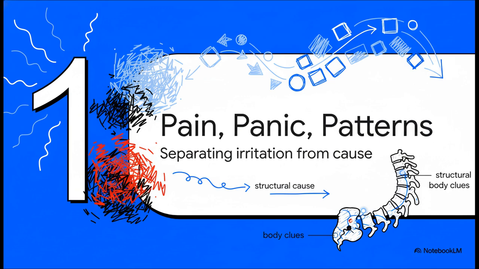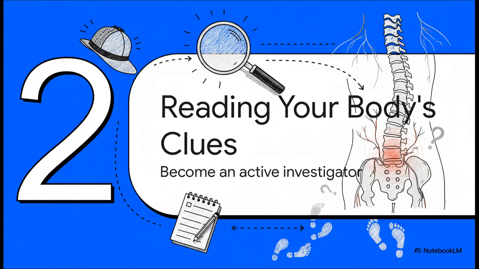So that's our mission today. We're going to separate that nerve irritation, the static, from its potential structural cause. The idea is to replace that feeling of panic with pattern recognition, because recognizing the patterns is what really tells you what to do next, not just how scary the pain feels in the moment. All right, so let's put on our detective hats and start the investigation. We're going to walk through the exact clues you can start looking for today and turn you from someone who's passively worrying into an active investigator of your own symptoms.